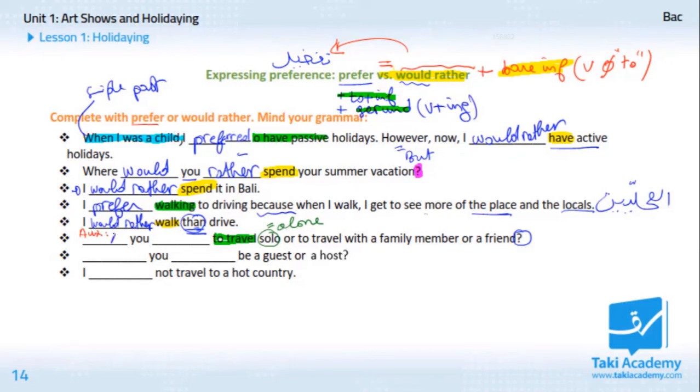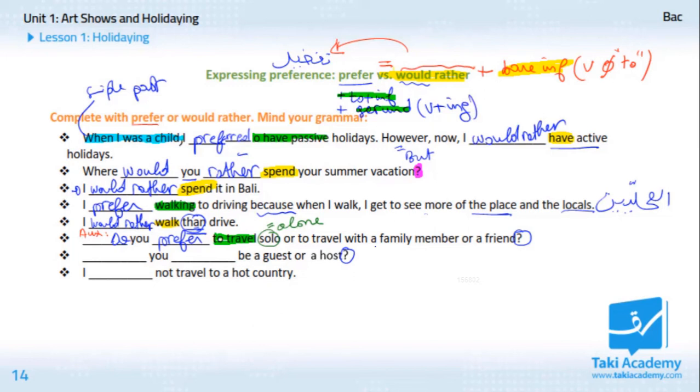So I write my main verb, which is prefer. Do you prefer to travel solo or to travel with a family member or a friend? I prefer to travel with a family member or a friend. Now, we have another question.